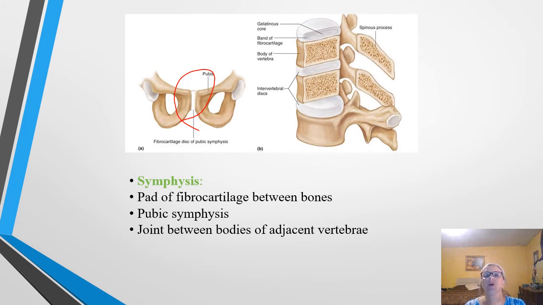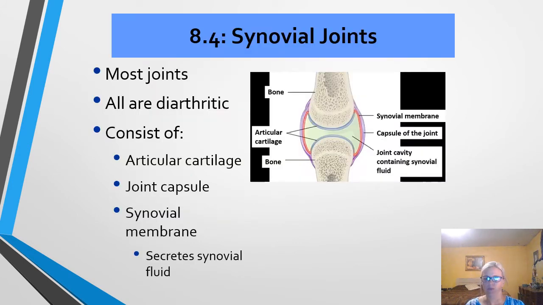And so amphiarthritic, slightly flexible. The discs between the vertebrae are made of a kind of fibrocartilage, and they have a gelatinous, gel-like core to them. So they're slightly flexible as well. So that's how they act as a shock absorber.